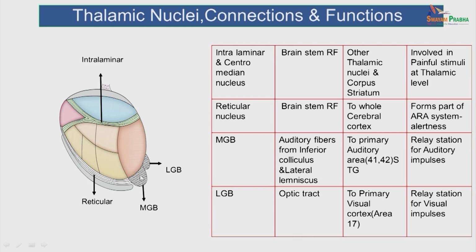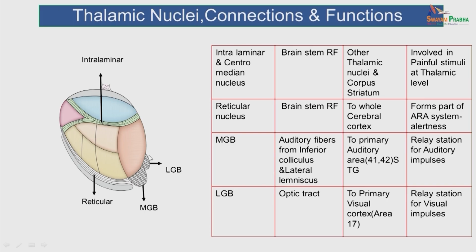The next one is the medial geniculate body. It is a third order neuron of the ascending pathway of the auditory impulses. Afferents it receives from the inferior colliculus and also the lateral lemniscus nucleus. Then it is relayed, with efferents to the auditory area in the superior temporal gyrus, areas number 41 and 42. The main function is that it is a relay station for all the auditory impulses.